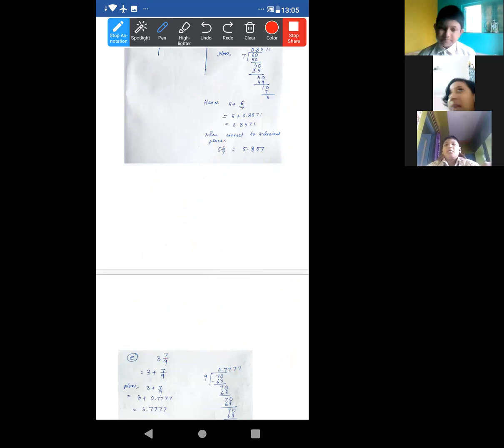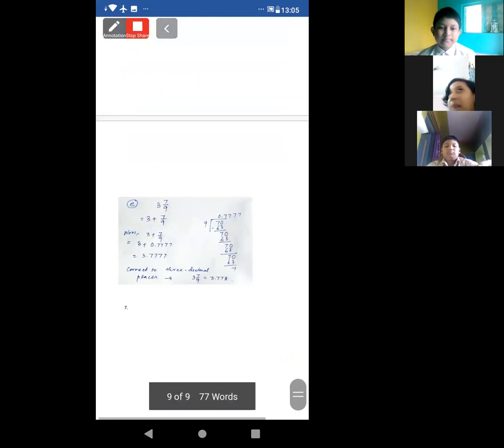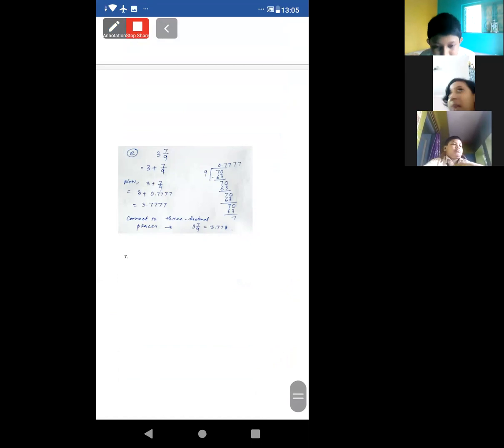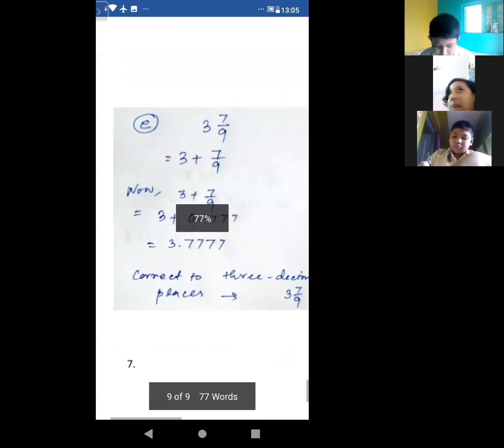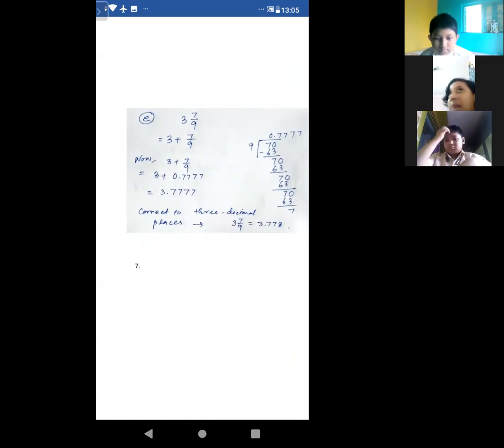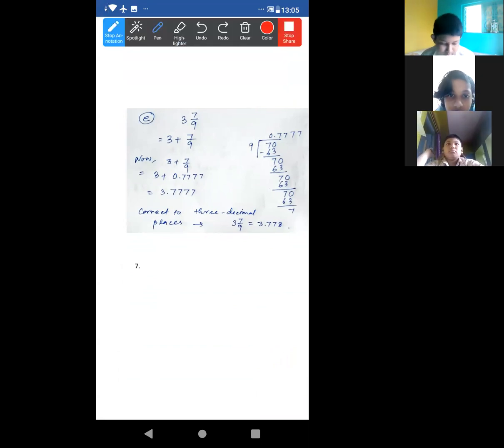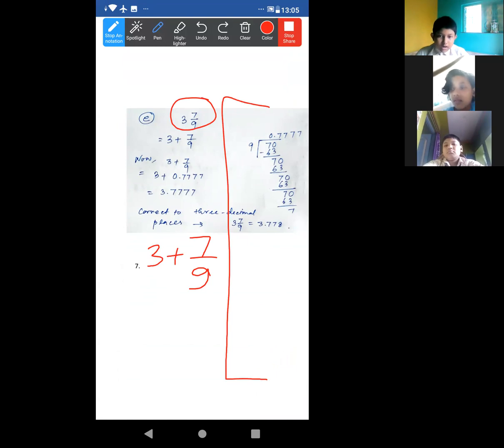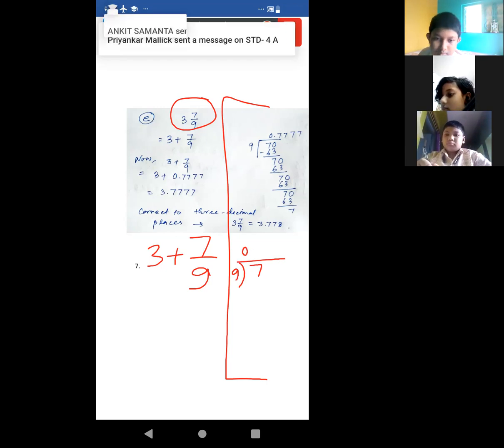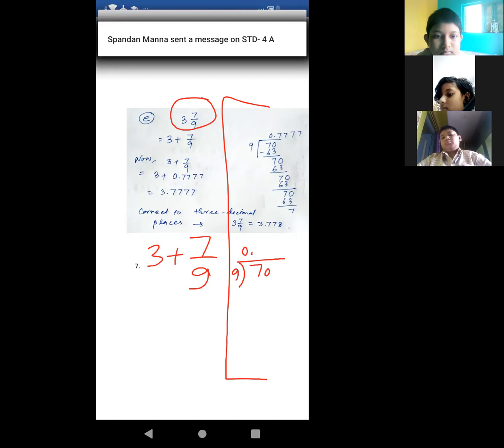Now let me solve the next one. Number E. Look at this. Here also look. We have broken it into 3 plus 7 by 9. Now show this division in the rough side, in the right side. Okay, 7 by 9. 0 decimal, there will be 1 0.